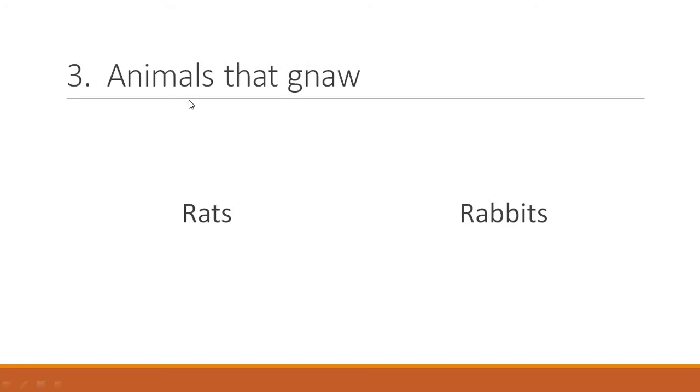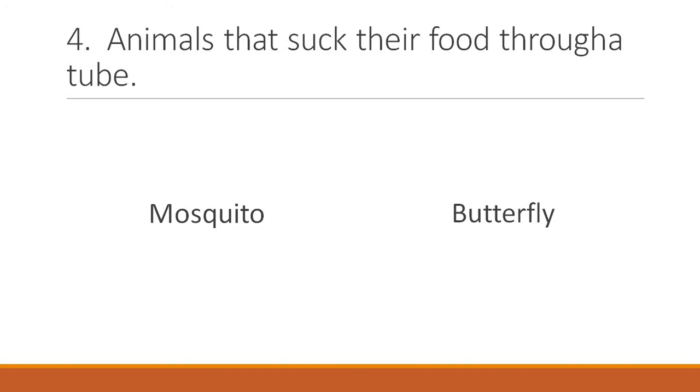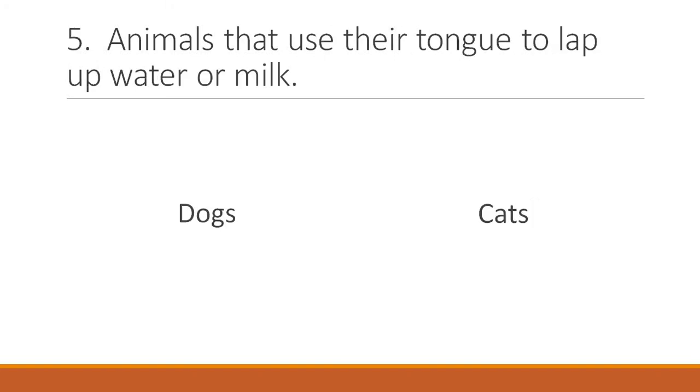Moving on to the third one, animals that gnaw. So rats and rabbits, R-A-R-A, R is common, so you will be easily able to learn this one. Okay, now repeat the answer after me. Rats and rabbits. Repeat a second time. Rats and rabbits. Great, excellent. Let us move on to the next one.